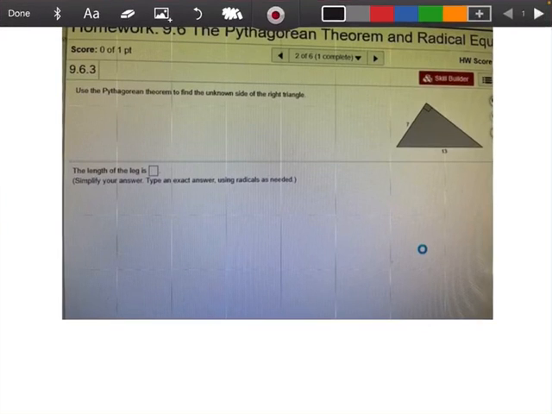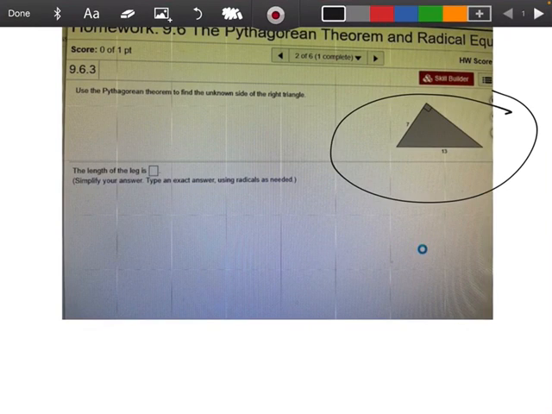All right, so guys, this is number 2 out of 9.6, and it says, use the Pythagorean theorem to find the unknown side of the right triangle. So here's our triangle over here, and I want you to notice that here is my right angle. So remember, the side opposite the right angle is going to be my C, okay?